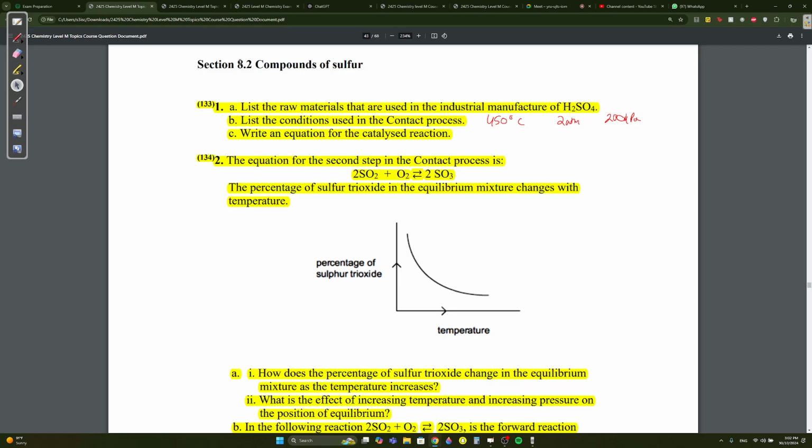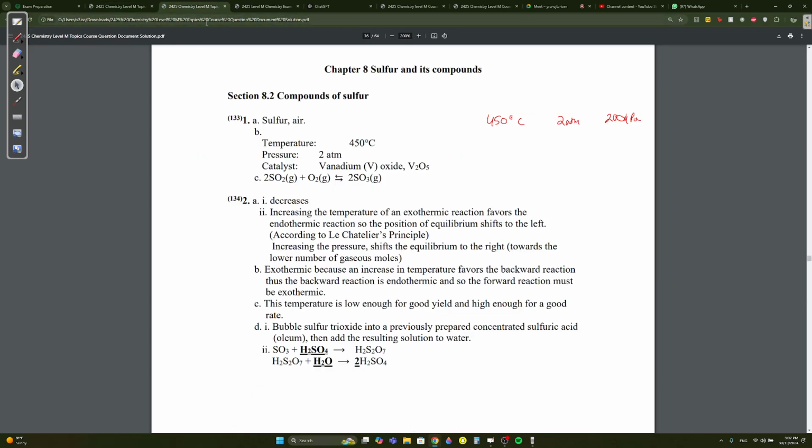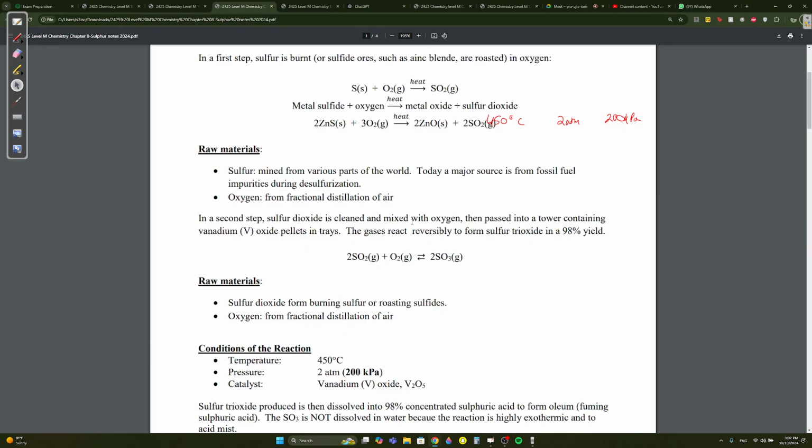And they said write an equation for the catalyzed reaction. It's to get SO3. Why do you use a catalyst? For equilibrium, okay? So 2SO2, remember, let me open the chapter 8 notes. The one to produce SO3, it's an equilibrium reaction. So this is the one that needs the catalyst. And I memorize SO2 plus O2 to produce SO3, and then just to balance it, just put a 2 here and then a 2 here.